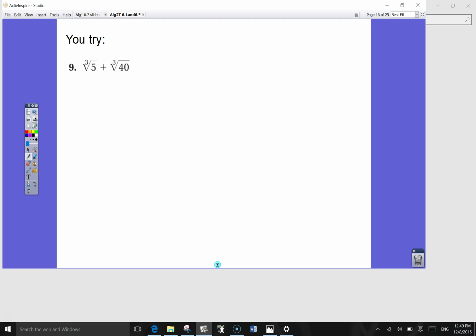So clearly we can't simplify the cube root of 5, but we might be able to simplify the cube root of 40. Okay, 40 is not a perfect cube, but does it have any factors that are perfect cubes? Well, let's see. There's 1 times 40, there's 2 times 20, there's 4 times 10, and there's 5 times 8. Do you see any cubes there? Yes. There's an 8. So let's split this up into the cube root of 8 times the cube root of 5. The cube root of 8 is 2.